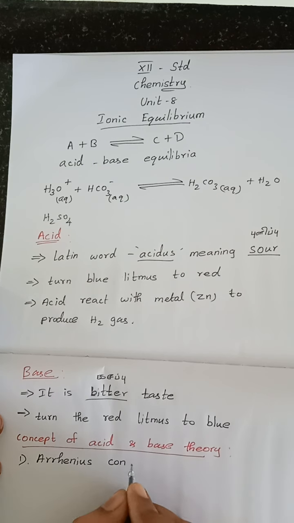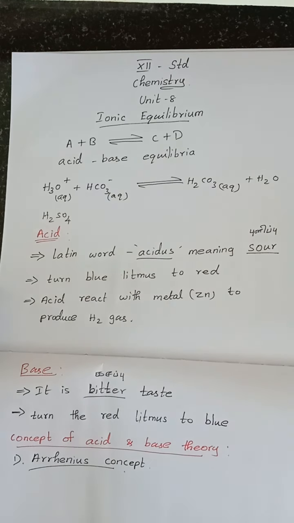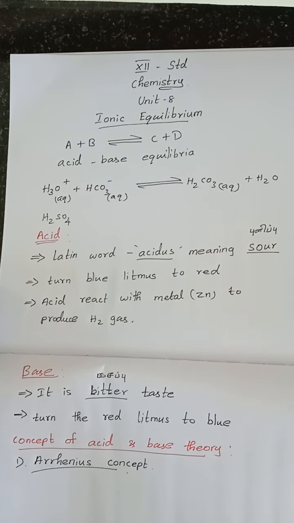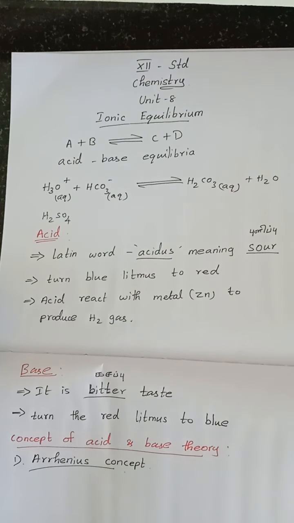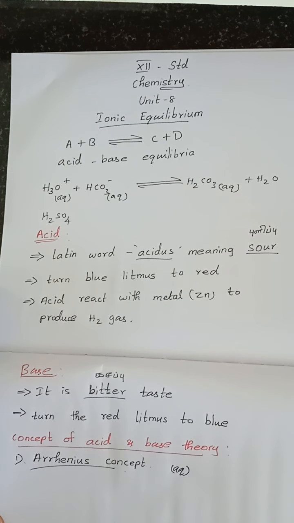Arrhenius theory, or Arrhenius concept. Okay, so what is the first topic? Arrhenius theory. In this Arrhenius concept, acid and base are defined in aqueous medium. Aqueous medium, the symbol is AQ, meaning in water medium.